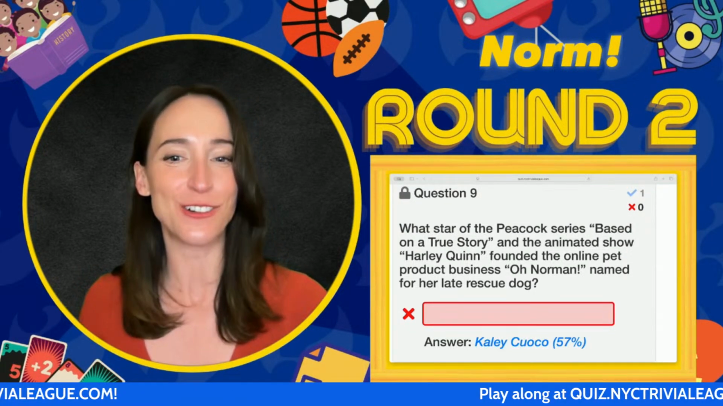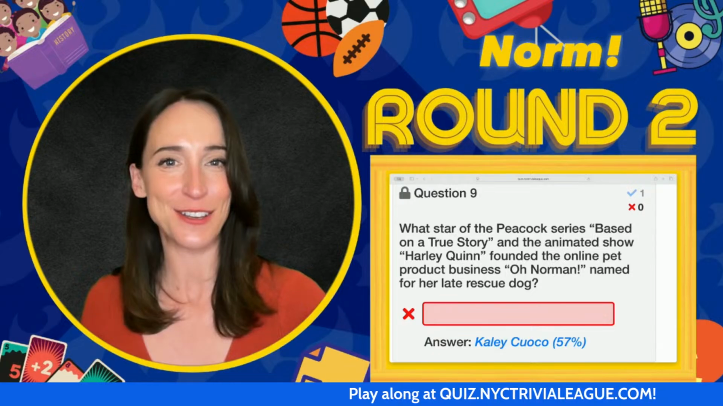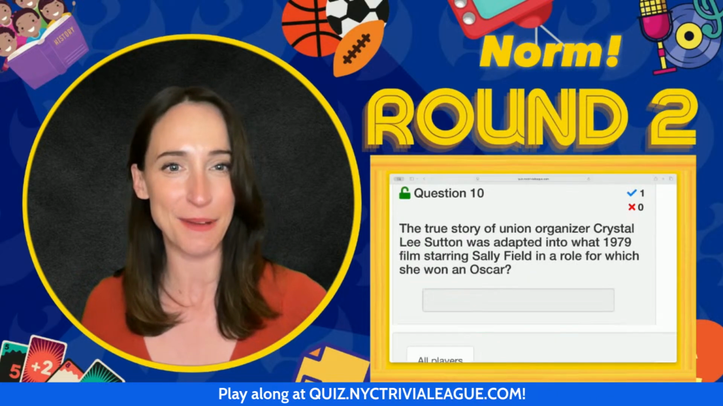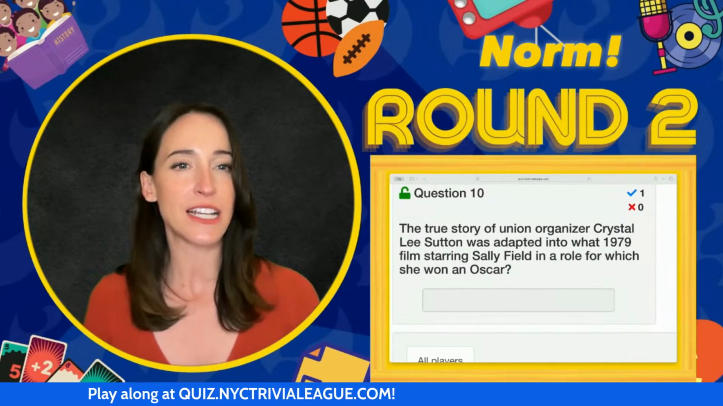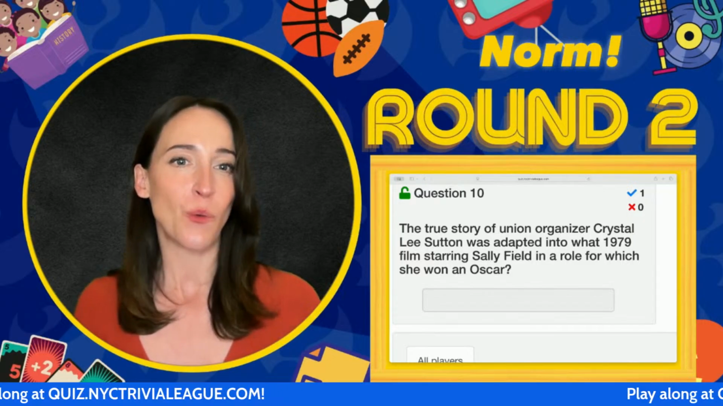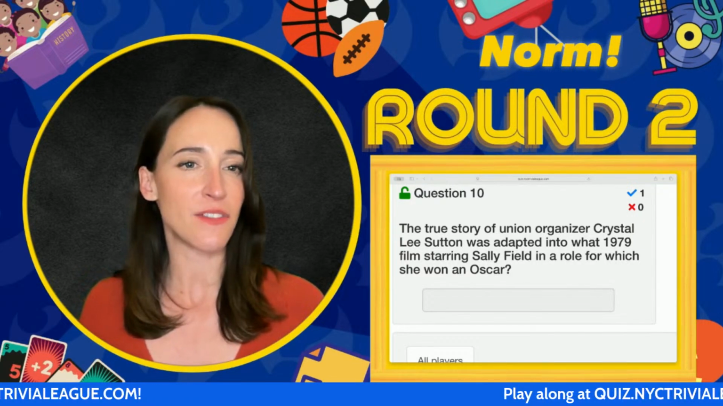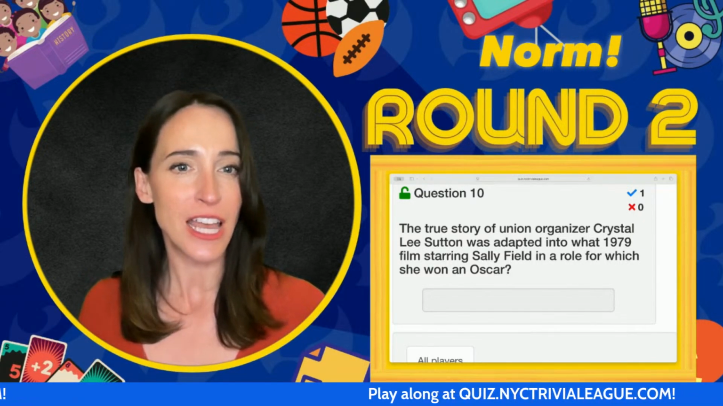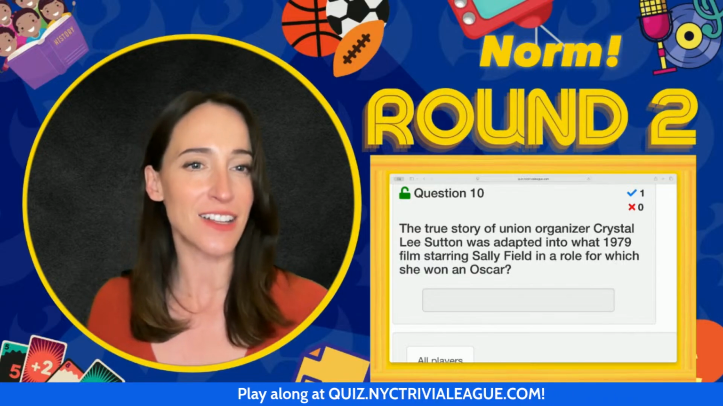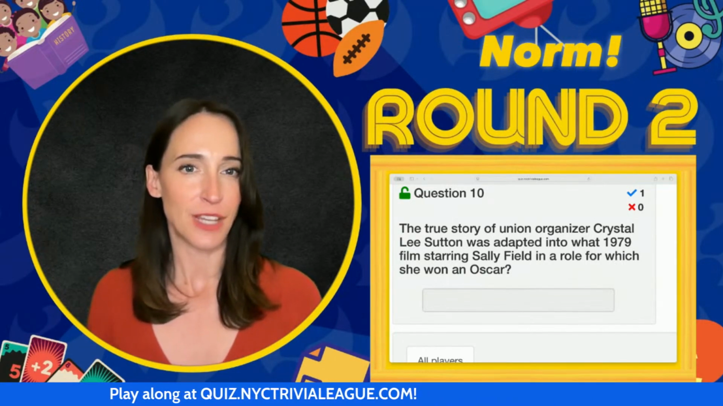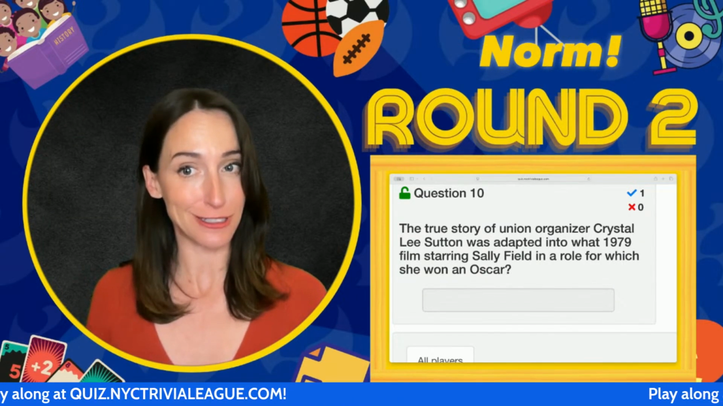Our final question of round number 2, Norm, our theme. The true story of union organizer Crystal Lee Sutton was adapted into what 1979 film starring Sally Field in a role for which she won an Oscar? In a role for which she won an Oscar.